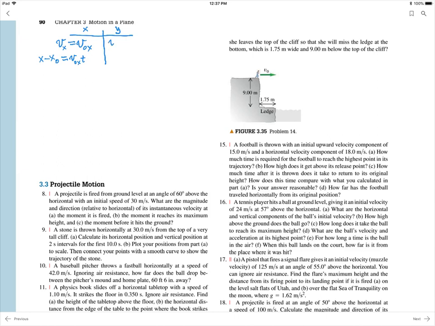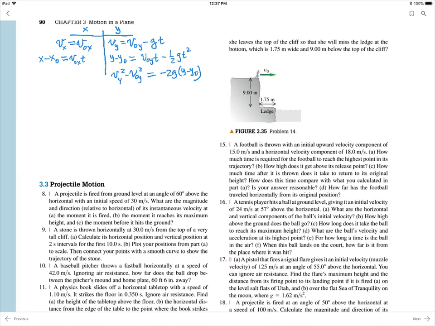So we can write Vy equal to V0y minus gt. The other equation is y minus y0 equal to V0y t minus 1/2 g t squared. And the last equation is Vy squared minus V0y squared equal to minus 2g (y minus y0). So these are the equations that we will be using for all of these problems.